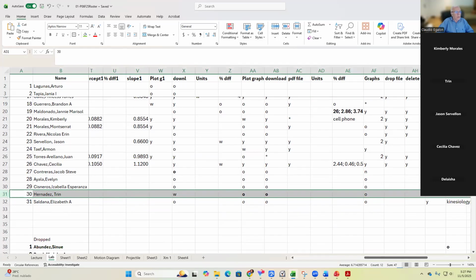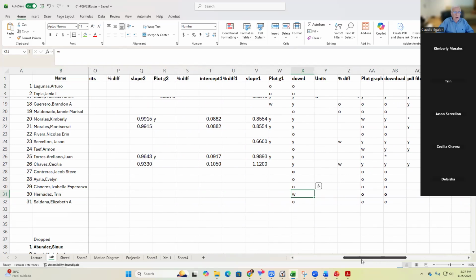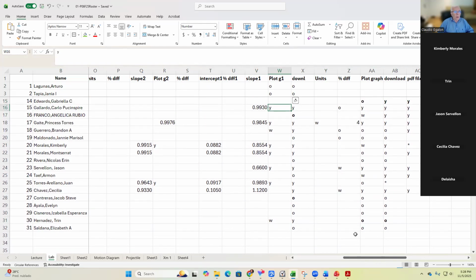Okay, let me go back to Trin. Trin, did you manage to download your spreadsheet? Yes, sir. Did you plot the first graph already? I have not. I'm not currently able to do that right now. Okay, do you know how to do that? Yeah. Brandon was working on the graph, right? Yeah, I did both already. Oh, you already did both. Okay, so let's go here.